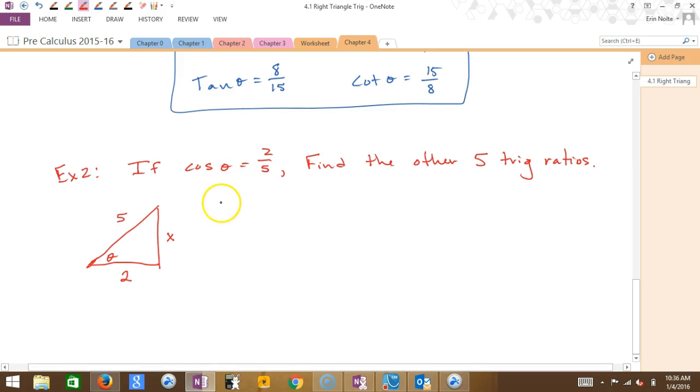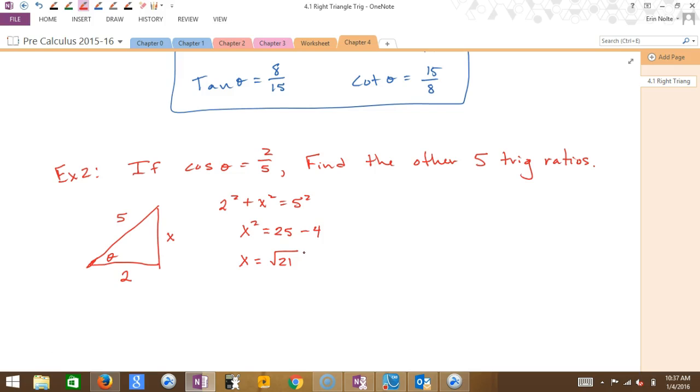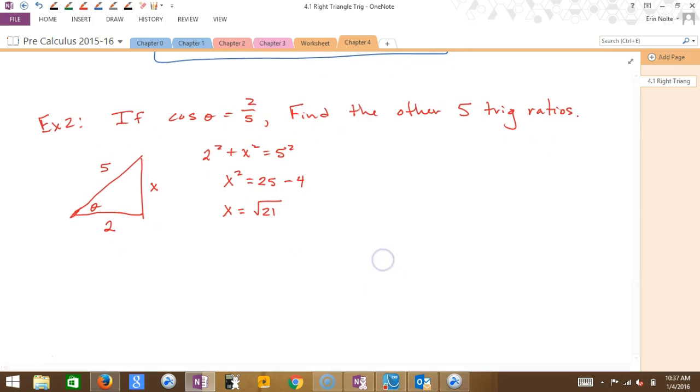So we would say 2 squared plus x squared is equal to 5 squared. So x squared would equal, let's see, 5 squared is 25, and I'm going to subtract my 2 squared, which is 4. Everybody follow that? So can we all agree that x is the square root of 21? Everybody follow that? Okay, can you break the square root of 21? No, so you do leave it like that. Okay, so this ratio is going to have a root in it.